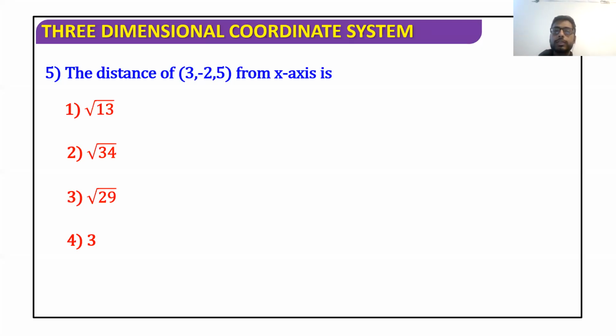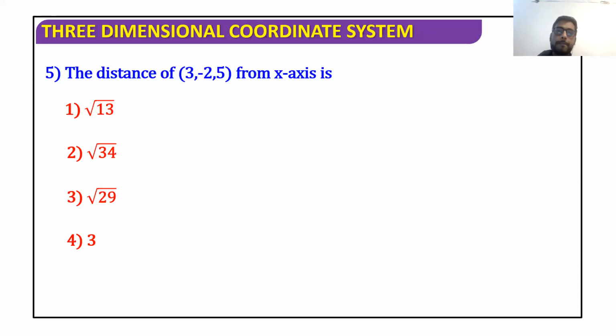Suppose in this same question, I have to find the distance from the y-axis. What would be my answer? So type in your answers. My question is the distance of point 3, minus 2, 5 from the y-axis is equal to question mark. I have to find from the y-axis, so I'm going to use the formula under root x square plus z square. So what is my answer? You have 30 seconds. Type in your answer.